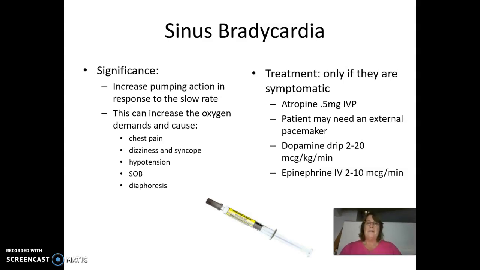And then epinephrine drip, not an epi push or an epinephrine shot, but actually an epi drip. We can give an IV 2 to 10 mics per minute, and that can be used as well. And I would say that's not as common. It's very common for the atropine, for an external pacemaker, or for dopamine.